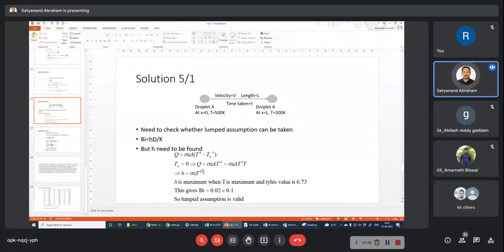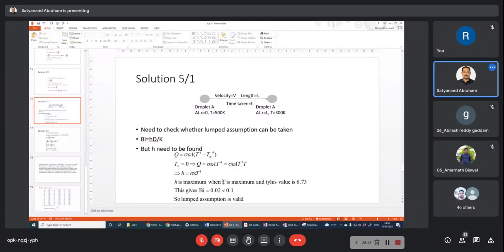But if the question specifically asks that you have to use the finite method, then you have to go for the finite method. As long as the Biot number is somewhere around less than 0.1, you can still use the lumped capacitance method, if otherwise it is not asked.